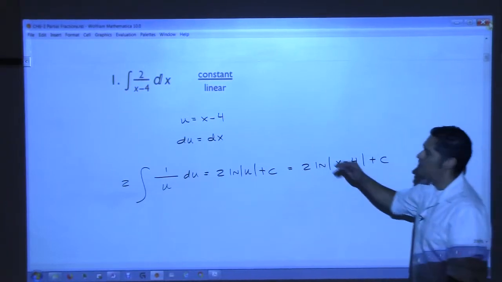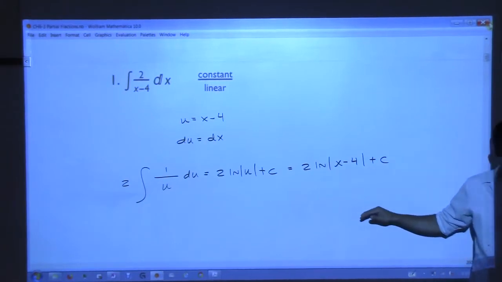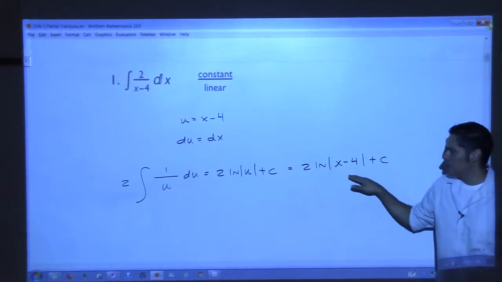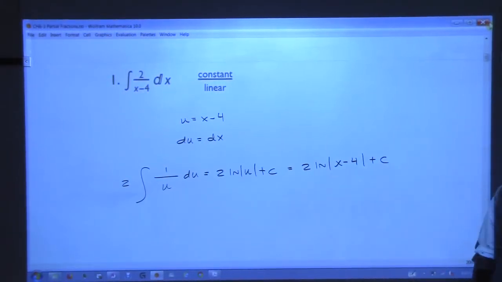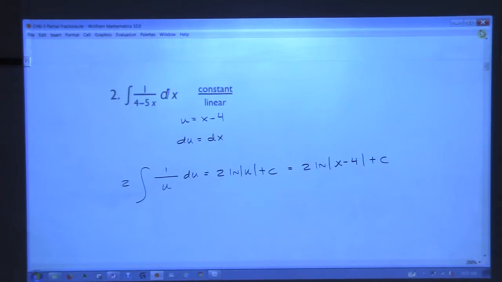So anytime we see a constant over a linear expression, we would have a natural log. Now let's look at number 2, because number 2 is just a slight tweak of this. If we have a constant over a linear expression.